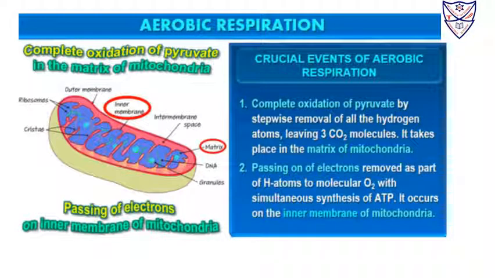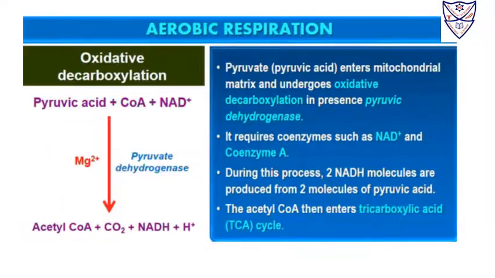So there are two crucial events in aerobic respiration. First is the complete oxidation of pyruvate by stepwise removal of all the hydrogen atoms, and it leaves 3 carbon dioxide molecules. This takes place in the matrix of the mitochondria. The second important step is passing on of electrons, which are removed as a part of hydrogen atoms, to molecular oxygen with simultaneous synthesis of ATP. This occurs in the inner membrane of the mitochondria.